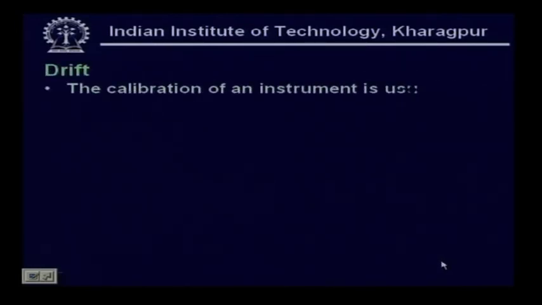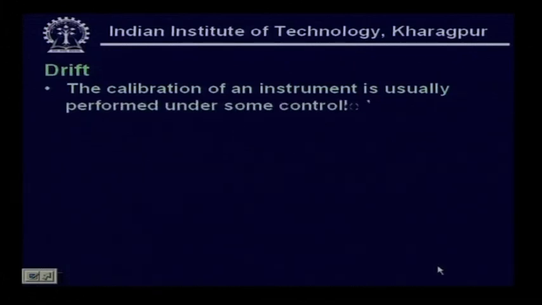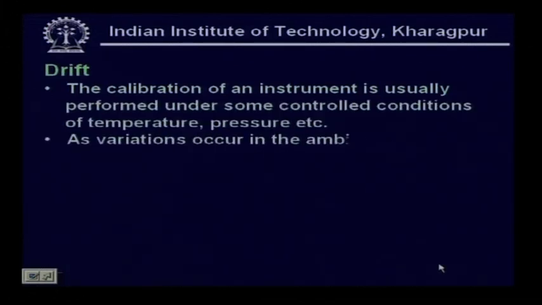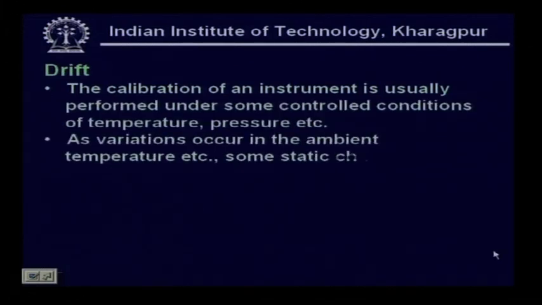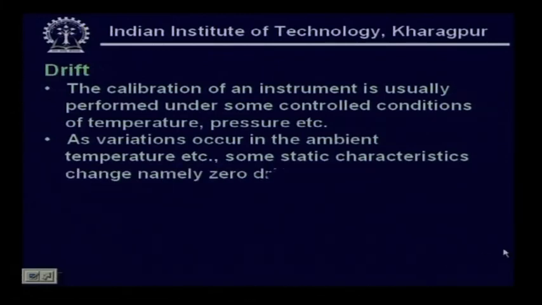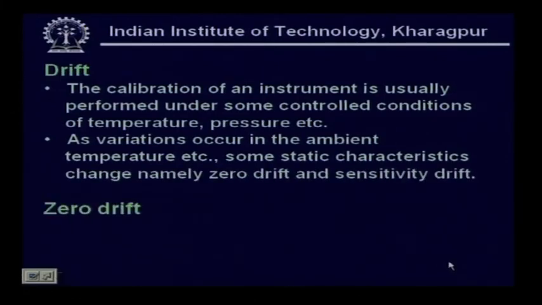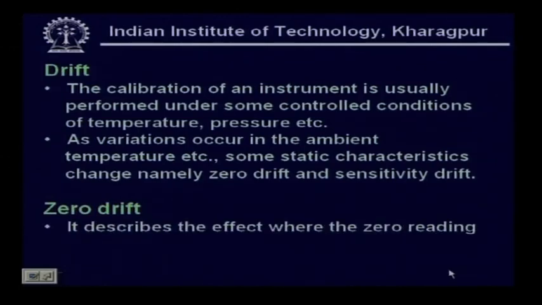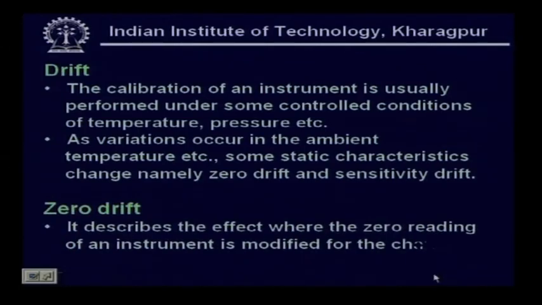Drift: the calibration of an instrument is usually performed under controlled conditions of temperature and pressure, but we do not always have controlled conditions. So, there will be drift in the measurements. As variation occurs in the ambient temperature, etc., some static characteristics change, namely zero drift and sensitivity may change. The zero of the instrument may change. Zero drift describes the effect where the zero reading of an instrument is modified by a change in ambient conditions.